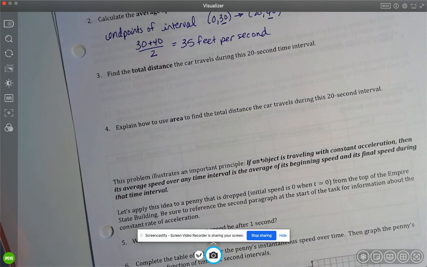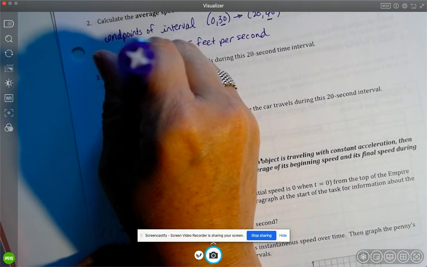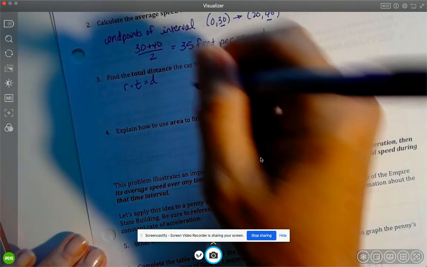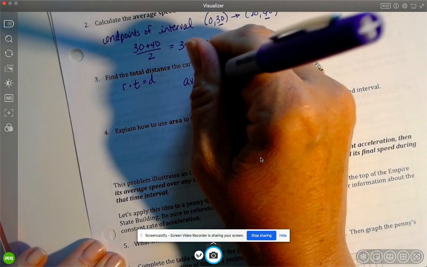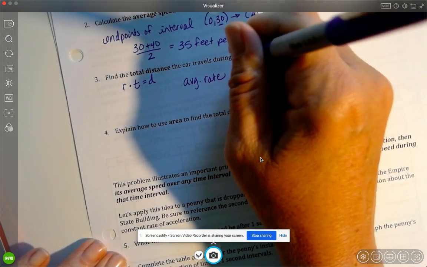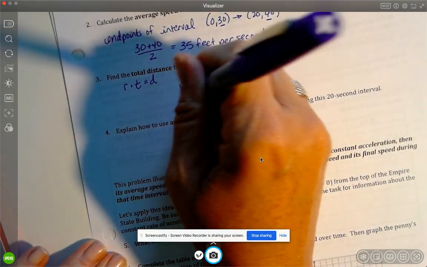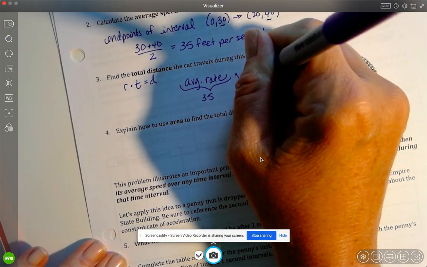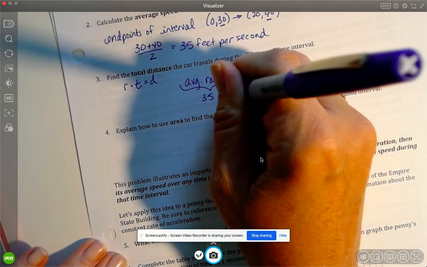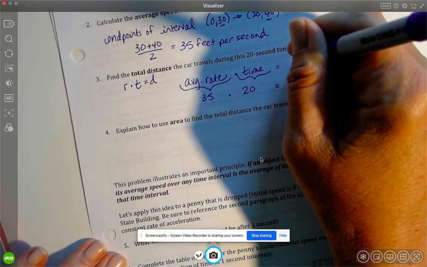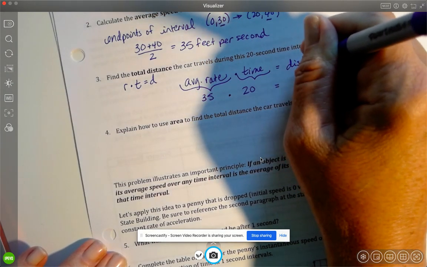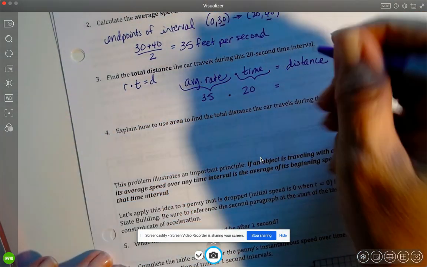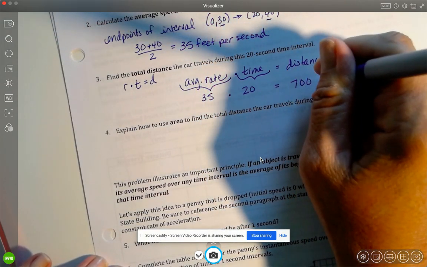Then it says find the total distance the car travels during this 20-second time interval. Well, you know that rate times time equals distance. And so if you know their average rate, which was 35, and you know the time, which is 20 seconds, then you know their distance. So finding the total distance would be 700 feet in 20 seconds.